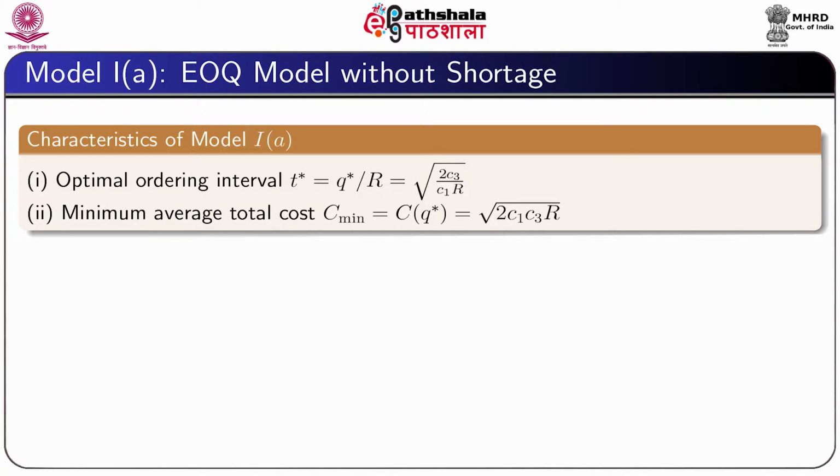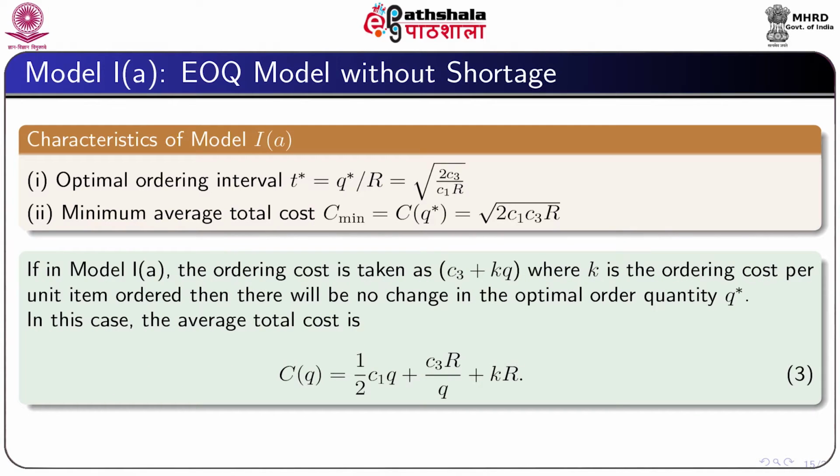Now, some characteristics of model 1A. The optimum order interval T star can be obtained as Q star by R, which is root over 2 C3 by C1 R, and the minimum average total cost C minimum is equal to root over 2 C1 C3 into R.